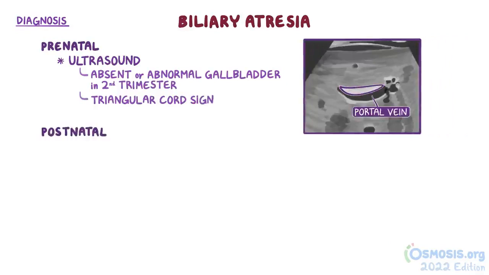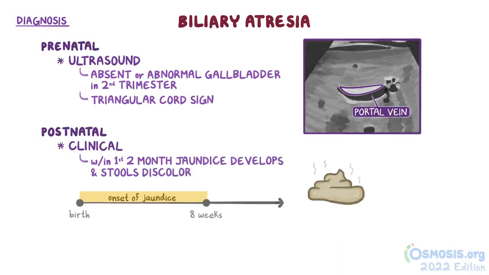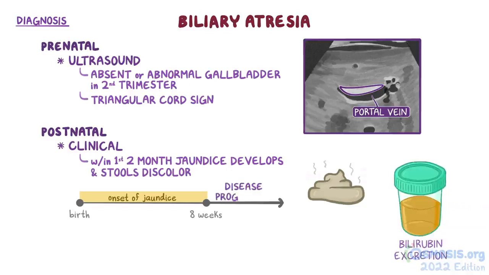After birth, evaluation begins with clinical examination. Typically, individuals are born without jaundice, but within the first 2 months of life, jaundice develops and stools become progressively discolored. The onset of jaundice occurs at any time from birth up to 8 weeks of age, and it's unlikely to appear later. Most infants also have dark urine because of bilirubin excretion into the urine. If jaundice has gone unnoticed and the disease has progressed, there may be a firm, enlarged liver and splenomegaly.